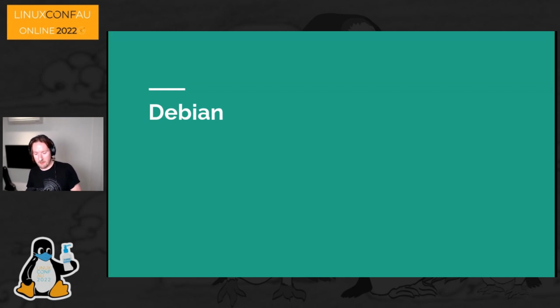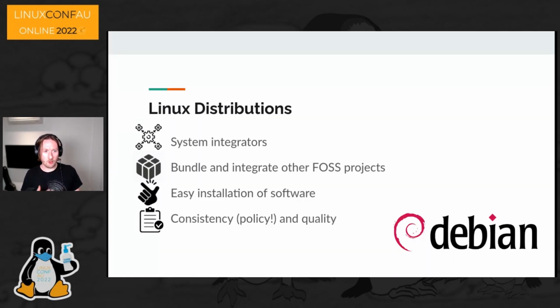So let me start by giving a little bit of an introduction to Debian. You're probably familiar with it, but maybe it's good to take a closer look at actually what a distribution is trying to achieve. So Linux distributions like Debian fulfill an important function in the FOSS ecosystem. They are system integrators that take existing free and open source software projects and adapt them where necessary to work well together. They also make it possible for users to install more software in an easy and consistent way, and with some degree of quality control and review.